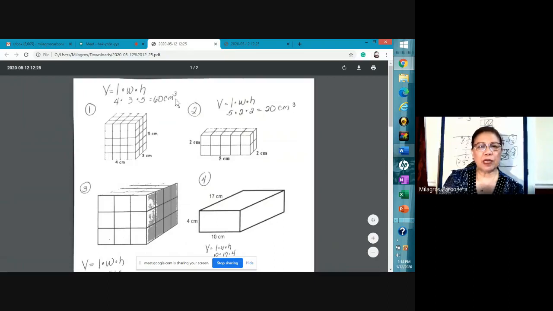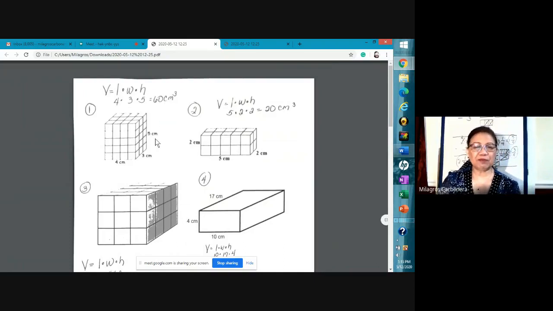Why do we need to express our answer in cubic units or cubic centimeters, since the given unit is centimeter? It is because volume refers to how many cubic units are used to fill up a space, or how many cubic units are used to make a prism, okay? Especially this rectangular prism, because as I have said a while ago, we are just going to focus on rectangular prism.